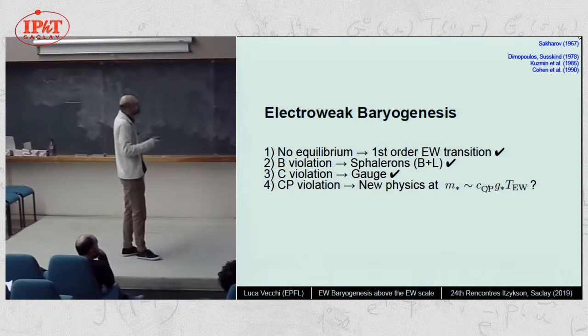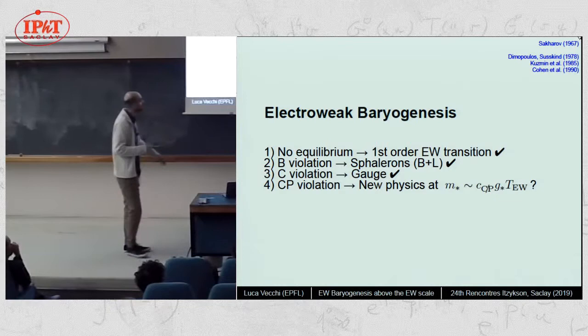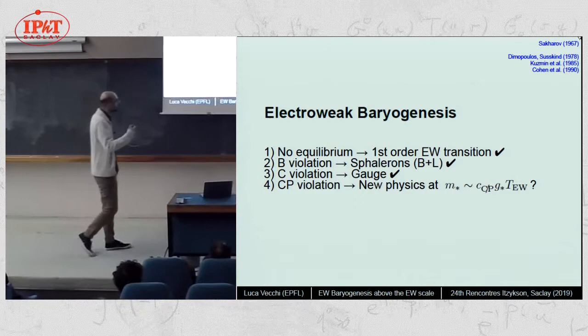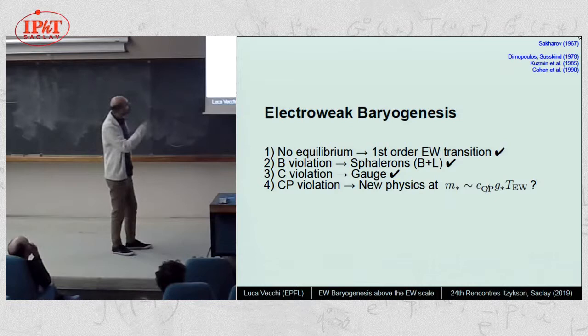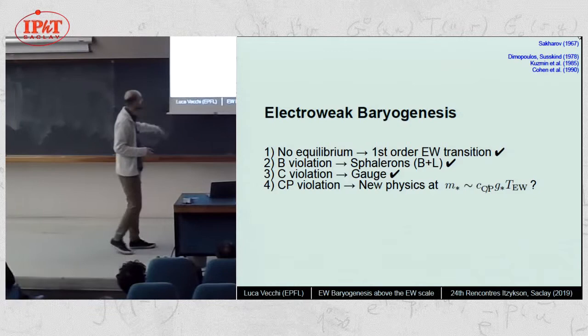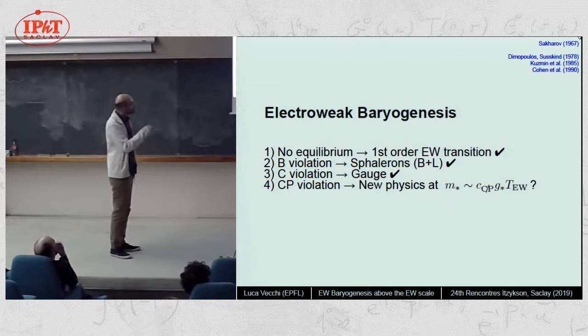It's essentially just to use sphalerons as the source of B violation. This is, if you want, the definition of electroweak baryogenesis. The standard model itself has baryon number violation from the electroweak sector. Of course, as Zakharov has explained, we also need departure from equilibrium, but this happens if we have a first-order phase transition. And we have seen that we can have a first-order phase transition in several ways. We can modify the standard model to achieve that. Again, C violation, we have it in the standard model.